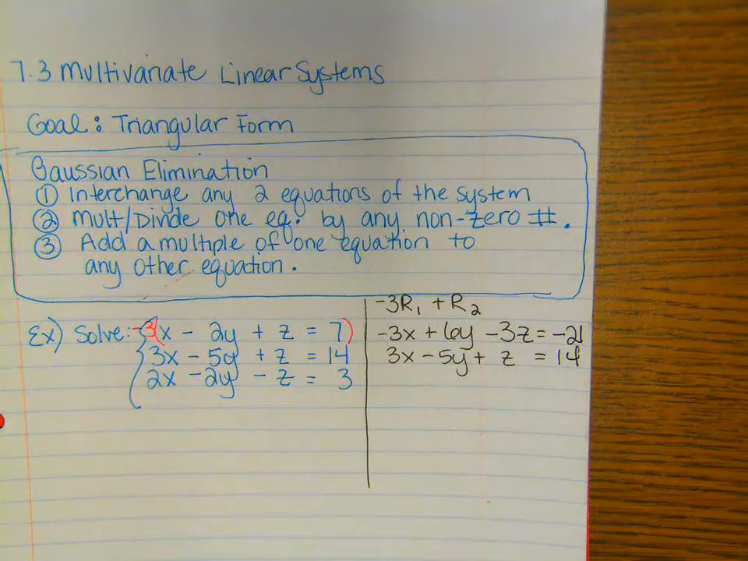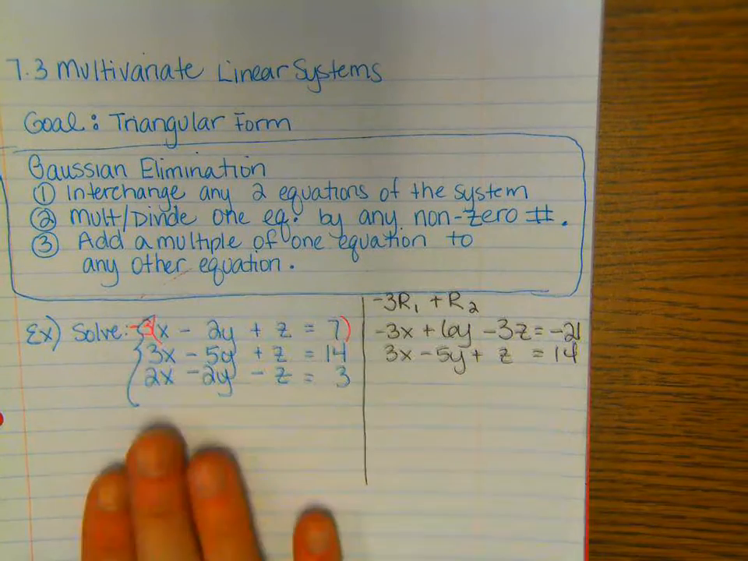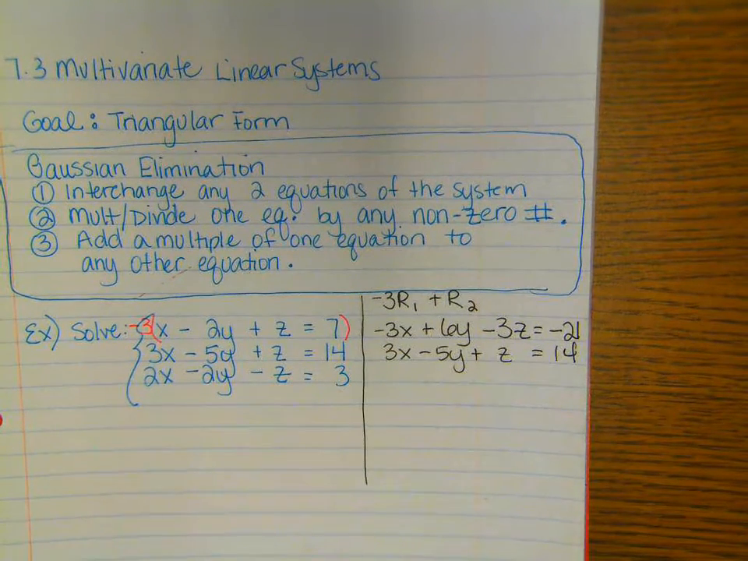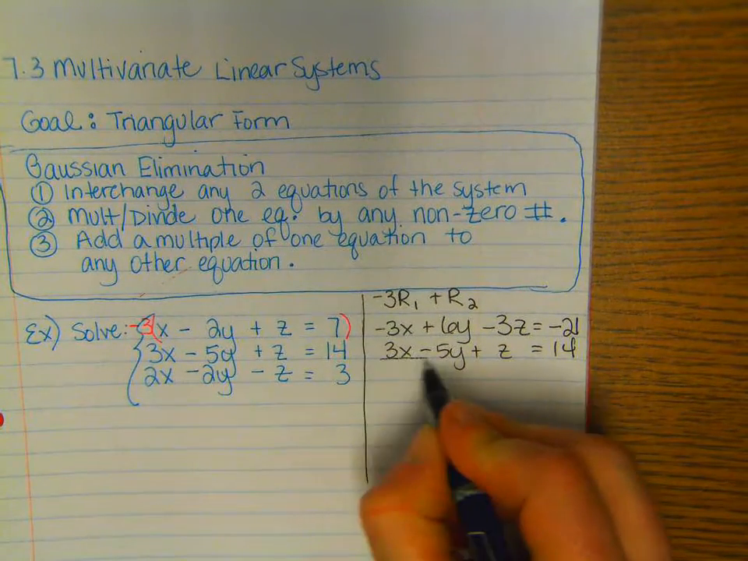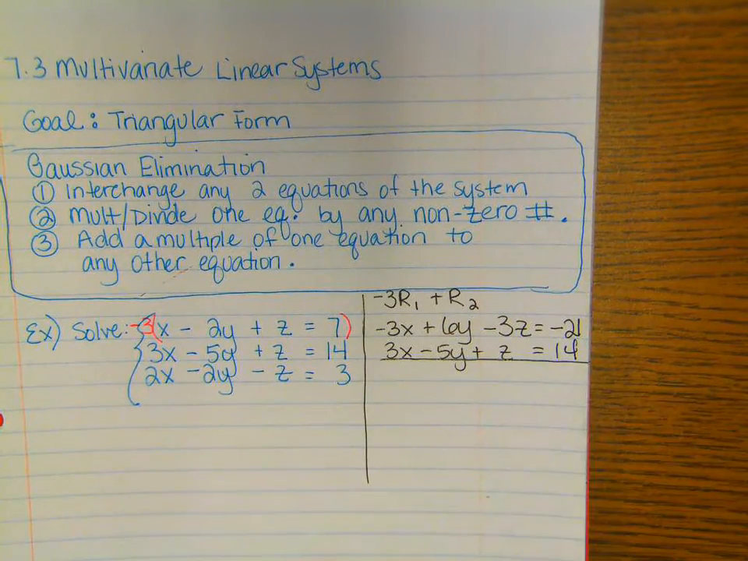Notice I'm doing my work over here, and I'm already leaving my system over here. Would you please add those together? Remember, I'm following the rules. I just multiplied a row by something. I just added it to another row. What do I get?